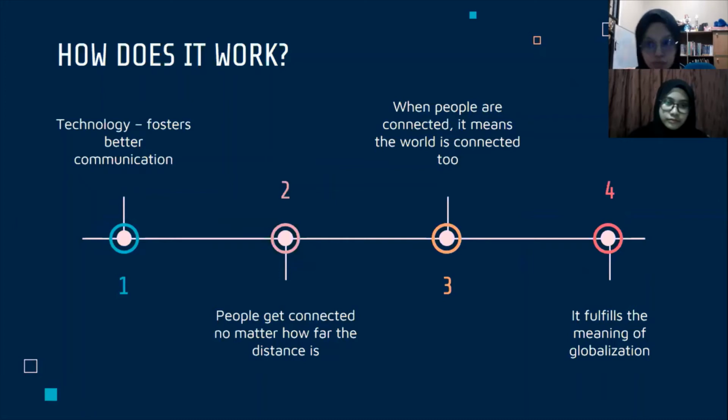how communication has helped globalization. So with technology, technology fosters better communication, so we can communicate better as technology has developed.